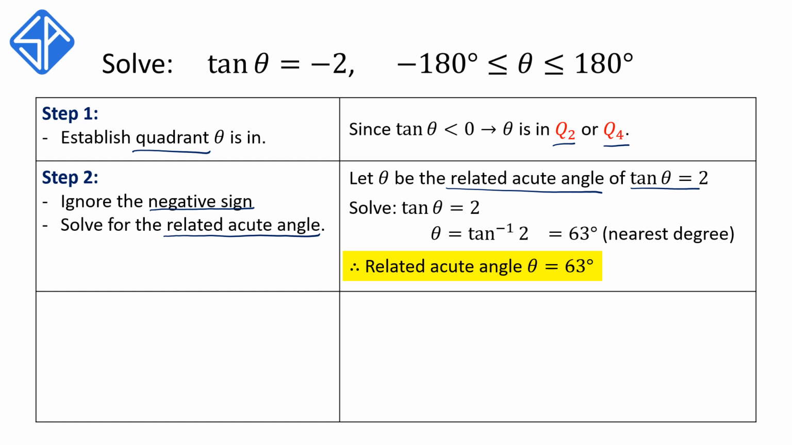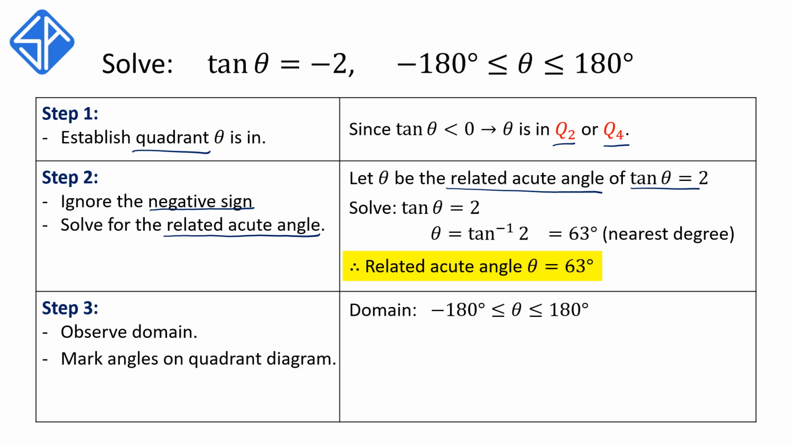So for our last step, we're going to begin writing the solutions. First, we're going to observe the domain. Now for this question, the domain is between negative 180 degrees and 180 degrees. So we're going to mark the solutions on the quadrant diagram. We're given that the related acute angle is 63. We're in Q2 and Q4. So on our quadrant diagram, our first solution is going to correspond to this ray in Q2. And our second solution is going to correspond to this ray in Q4, both of which have the same related acute angle of 63.